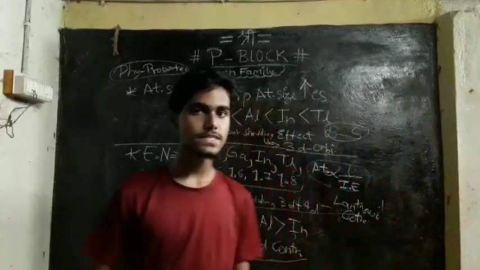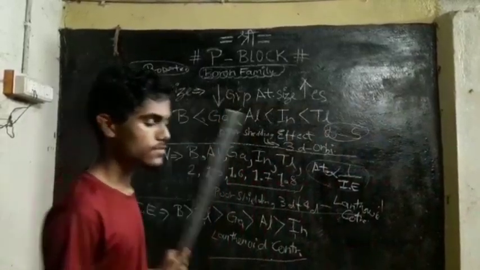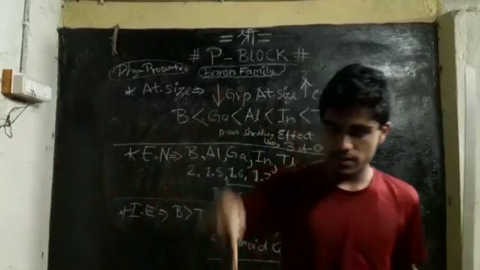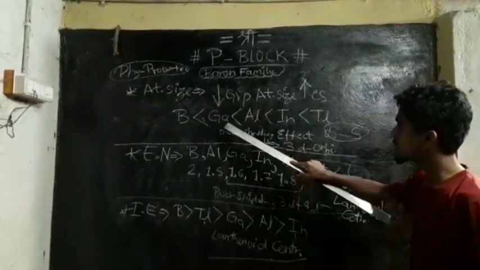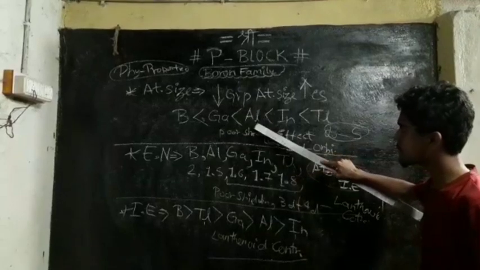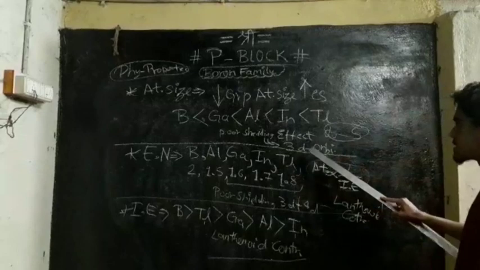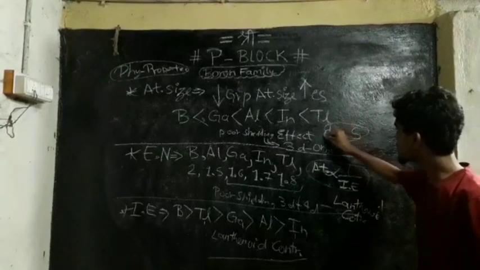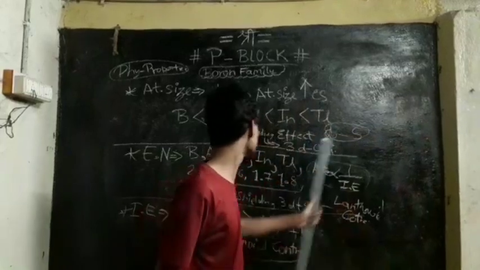Now we will see the physical properties of the boron family. First we have atomic size. As we know, as we go down the group, the atomic size increases. But in this case, gallium comes out smaller than aluminium. This is due to the poor shielding effect of 3d orbitals, as d orbitals have a poorer shielding effect than s orbitals.